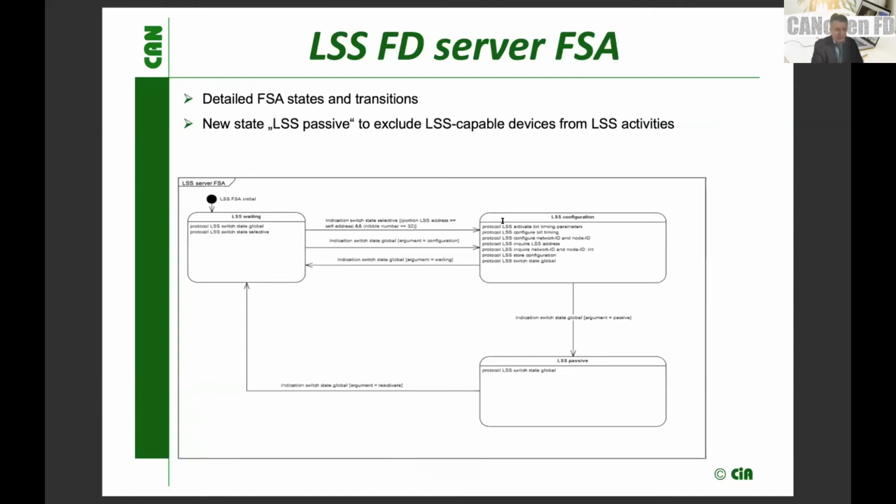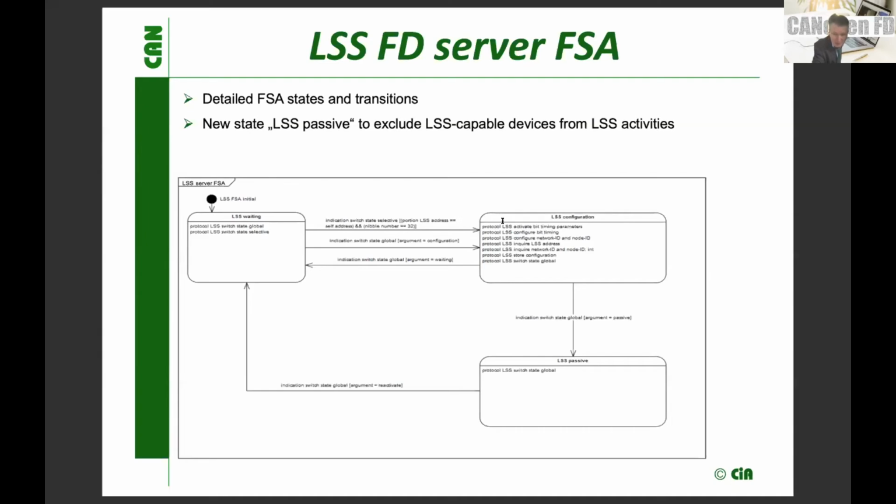So, back to this thing, as I promised: the finite state automaton, as it is called, is the finite state machine, and it has two states as the CANopen version of LSS has, but is more cleanly defined here. We have a clear distinction between what is a transition and what is a state itself. So we have the state waiting and the state configuration.